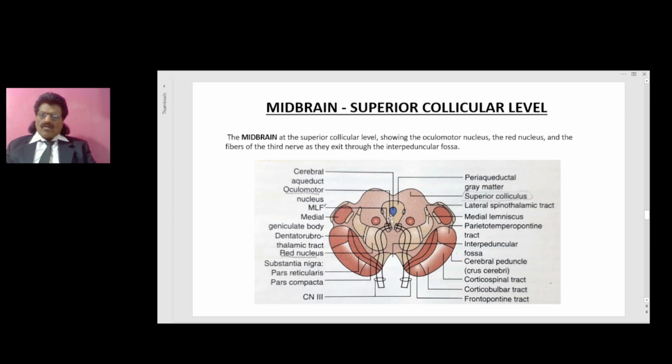You have the oculomotor nerve, third nerve here. The medial longitudinal fasciculus which connects 3rd, 4th and 6th cranial nerves are here. This is the medial geniculate body.